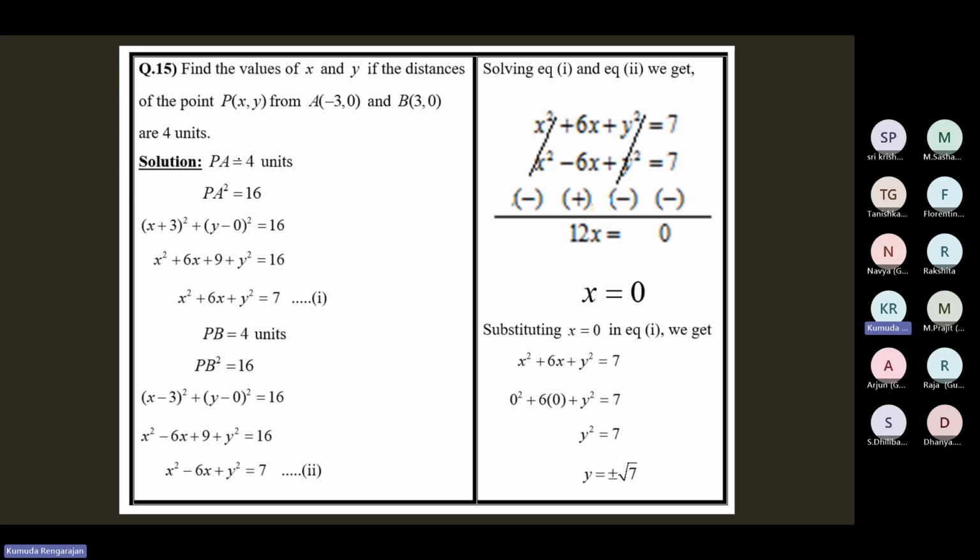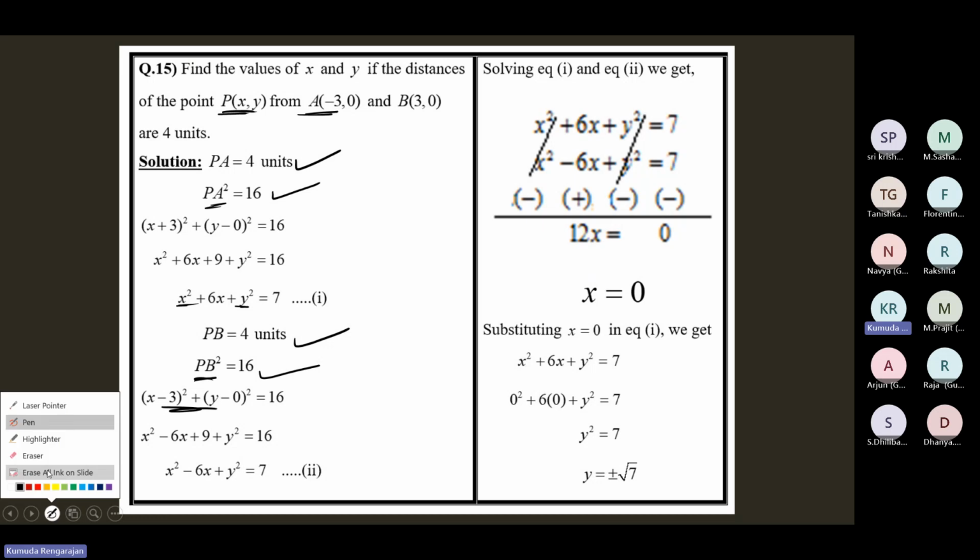So we know that PA is 4 units. So PA square is 16. And then you know how to apply the distance formula. Using the coordinates of P and A, you can find PA square. So that gives you a quadratic equation in x and y, x square, y square. Now PB is also 4 units. So PB square is 16. And you know how to work this, it is equal to 16.